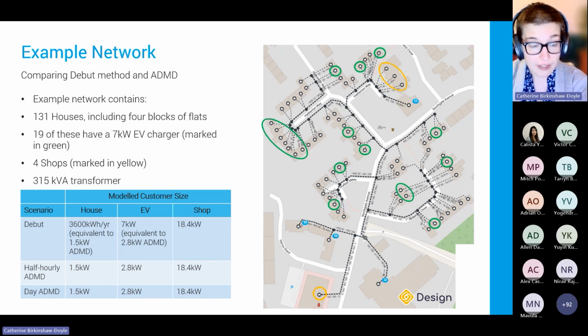The second model is an ADMD, so it's removing Debbie's model of diversity, but it's keeping that half-hourly profile for each customer. So this model will take into account time of day demand coincidences. And the final model is just assigning each customer a flat ADMD for each property type. And each property type has been assigned a similar size so that at high customer numbers, they're equally comparable.